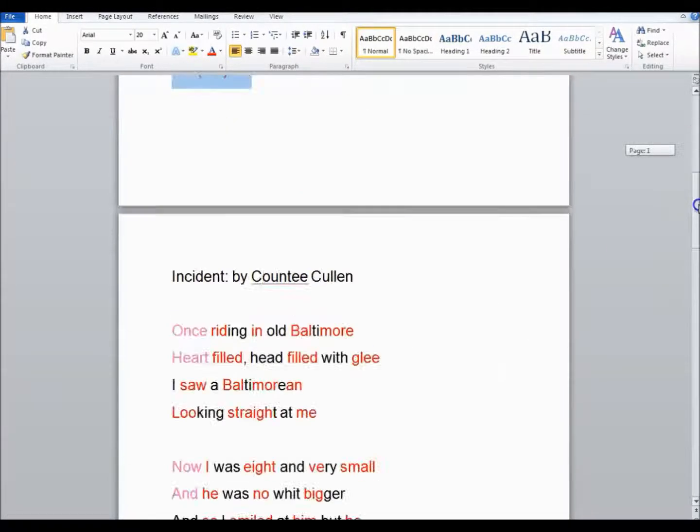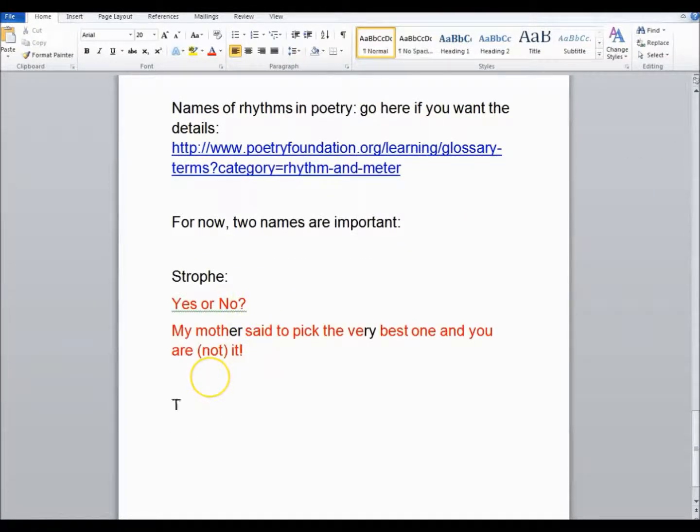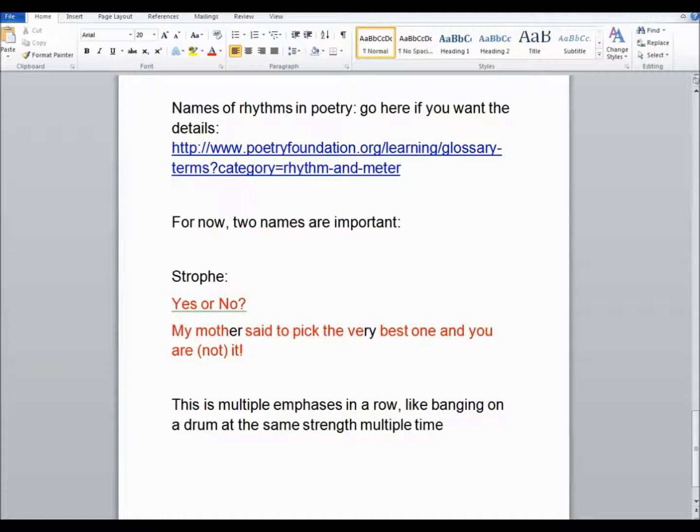Remember when we said, "In engine number 9, would you want your money back? Yes or no? My mother said to pick the very best one, and you are not it," right? In this little children's rhyme, you actually stamp your fist on the other person's fist, or you point at their foot with almost every syllable. This technique is called a strophe, and it creates an effect not unlike banging on a drum a bunch of times, and it creates a sense of emphasis. Listen, this is important. Here be giving you strophes.